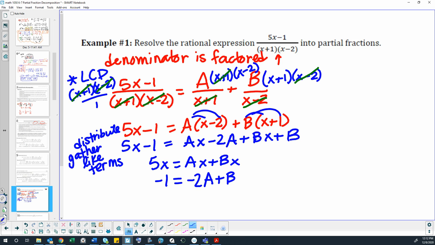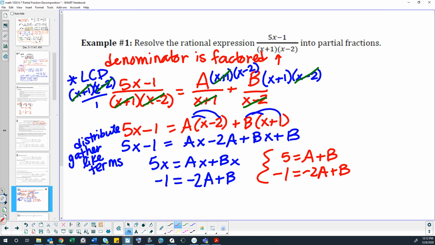Okay, now since these are all like terms, we don't know what x is, because x is generic for whatever x is going to be. We'll never know what x is, and we don't care. That's not our job. Our job is to find a and b. So how about we ignore x? Sound like a plan? So if we ignore x, we have 5 equals a plus b, and -1 equals -2a plus b.